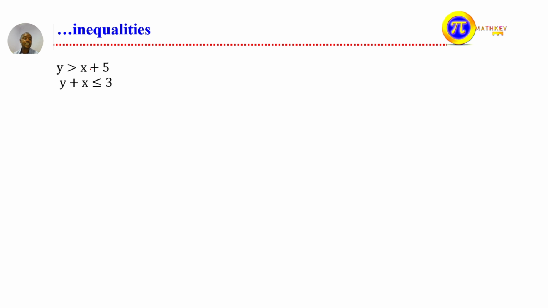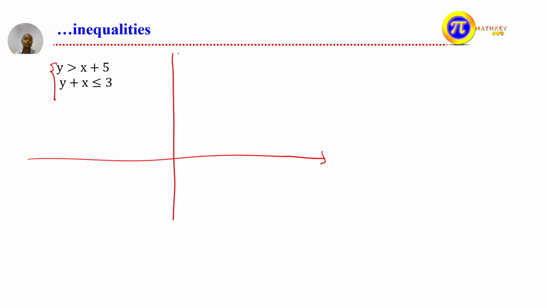Let us consider this is what? A system of linear inequalities, since it has a combination of two inequalities. So how can we sketch and find the region which is common for both? Let's consider this one. y is greater than x plus 5.